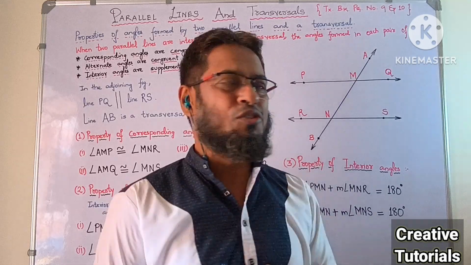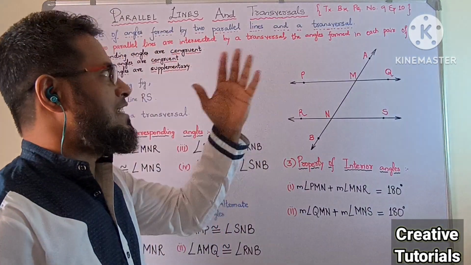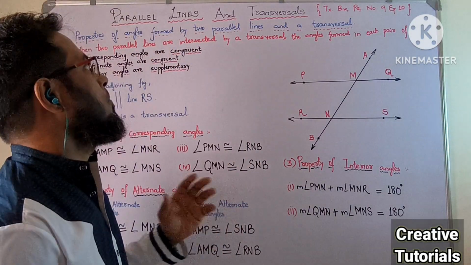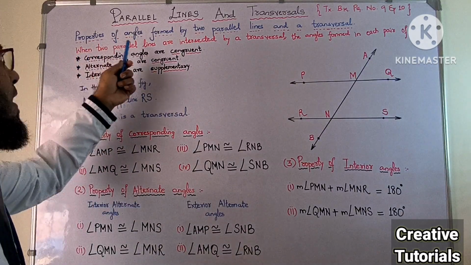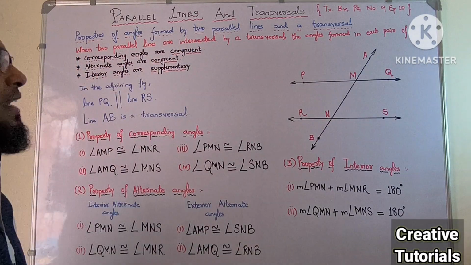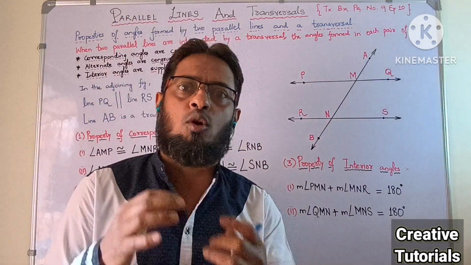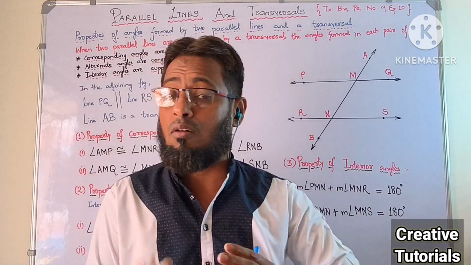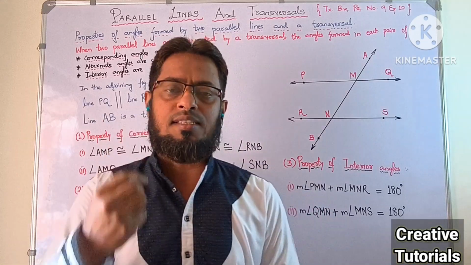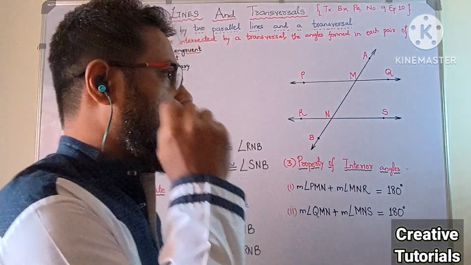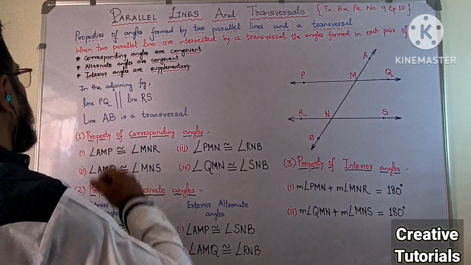Children, today we are on page number 9 and 10 of our textbook, where we'll be studying the properties of angles formed by two parallel lines and a transversal. Basically, we have three properties based on the different types of angles which we had already studied. Let us see today, one by one, what those properties have to offer us.